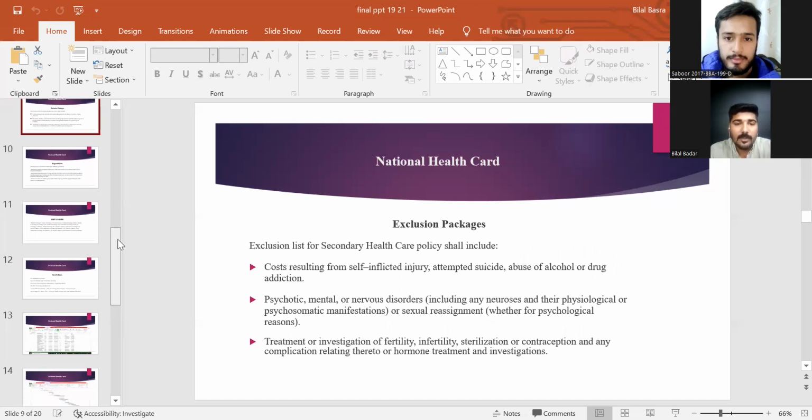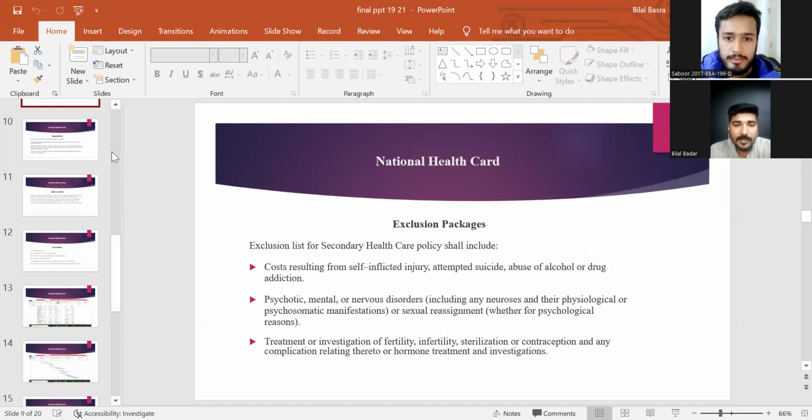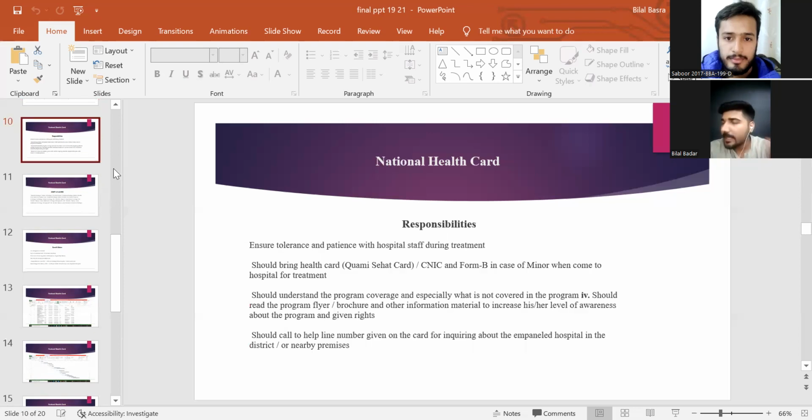Exclusive packages. The exclusion list for the secondary healthcare policy shall include costs resulting from self-inflicted injury, attempted suicide, abuse of alcohol or drug addiction, psychotic, mental or nervous disorder, or sex reassignment. Third is treatment or investigation of fertility, infertility, sterilization, or contraception, and any complication relating thereto, or hormone treatment and investigation. For further, I would invite Ahmad Hassan to come and proceed.